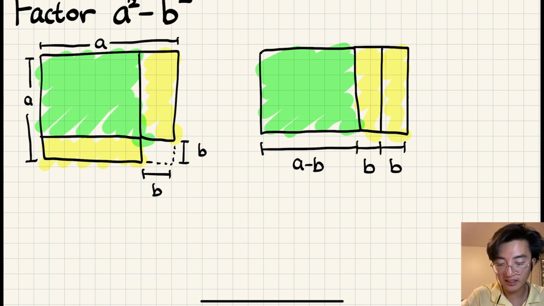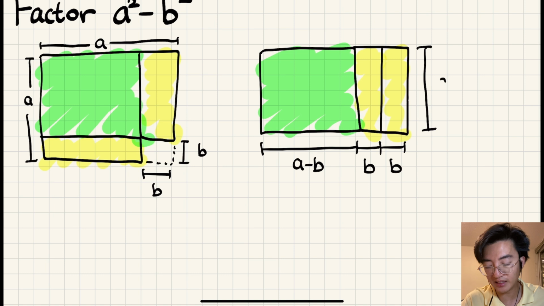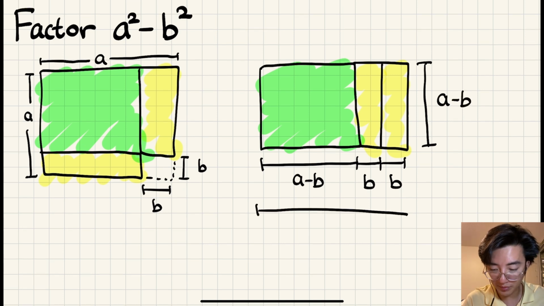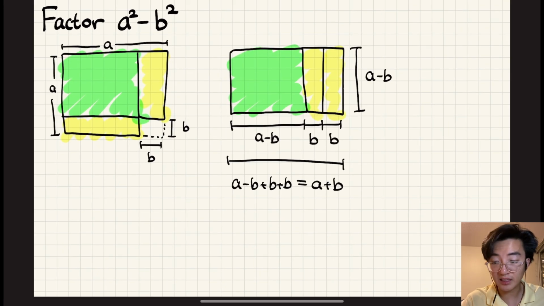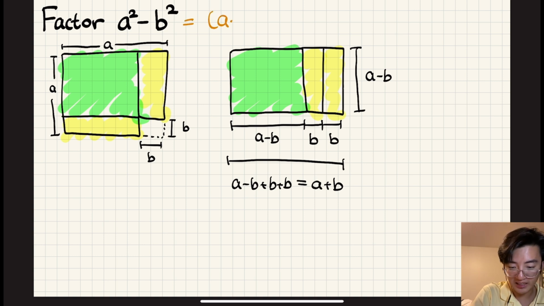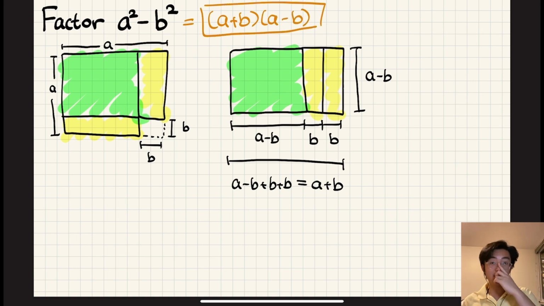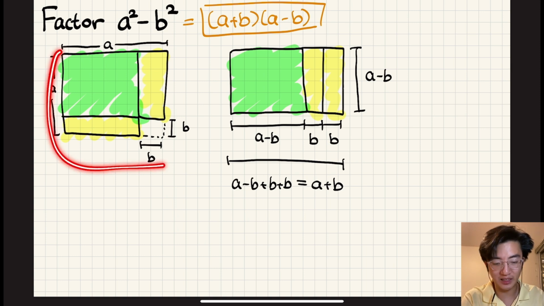And now the length of all of them, as you can see when we put them all together, is also a minus b. So now when we add all of this together, right? We have a minus b plus b plus b, we get a plus b. Which means that when we factor a squared minus b squared, all we get is a plus b times a minus b, right? And this is, again, another formula that you should memorize, or will be given to you on the formula sheet. And this is the exact reason why, right?